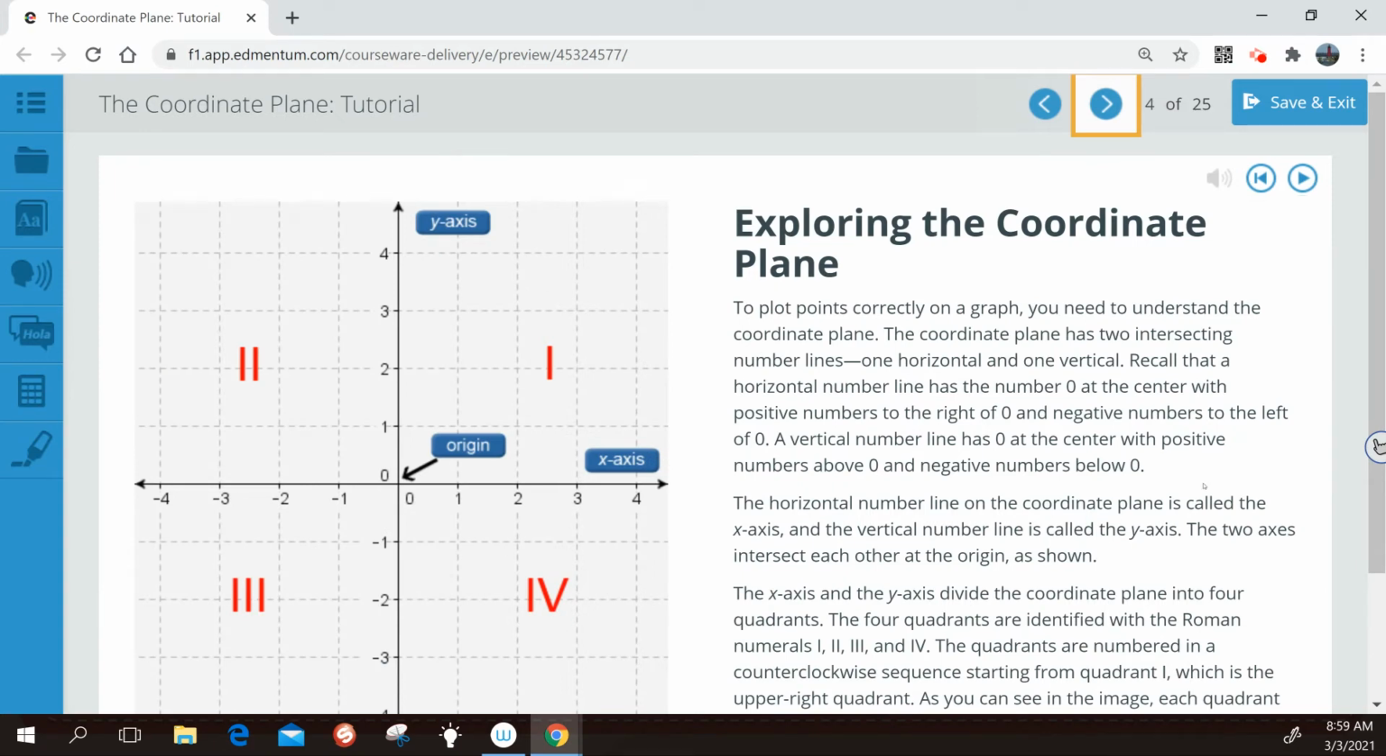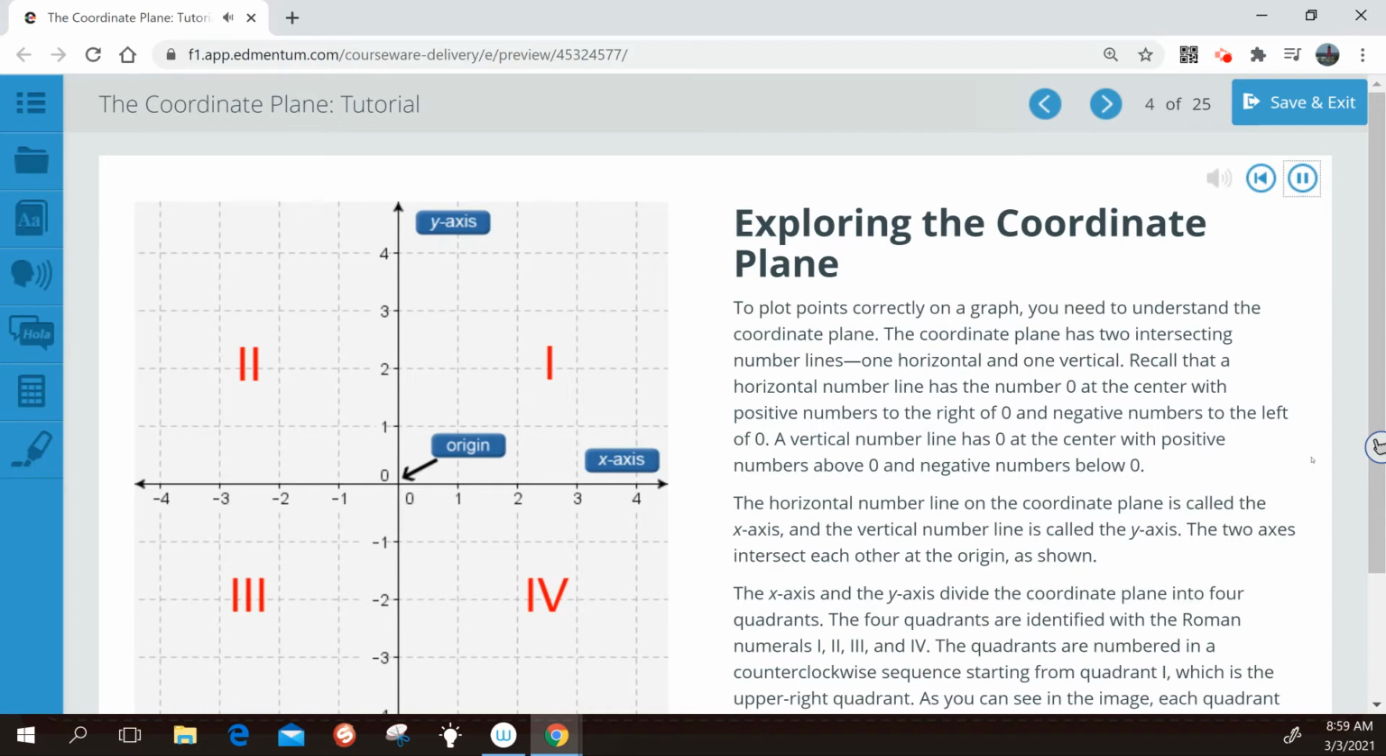Slide 2, exploring the coordinate plane. To plot points correctly on a graph, you need to understand the coordinate plane. The coordinate plane has two intersecting number lines, one horizontal and one vertical. Recall that a horizontal number line has the number 0 at the center with positive numbers to the right of 0 and negative numbers to the left of 0. A vertical number line has 0 at the center with positive numbers above 0 and negative numbers below 0.